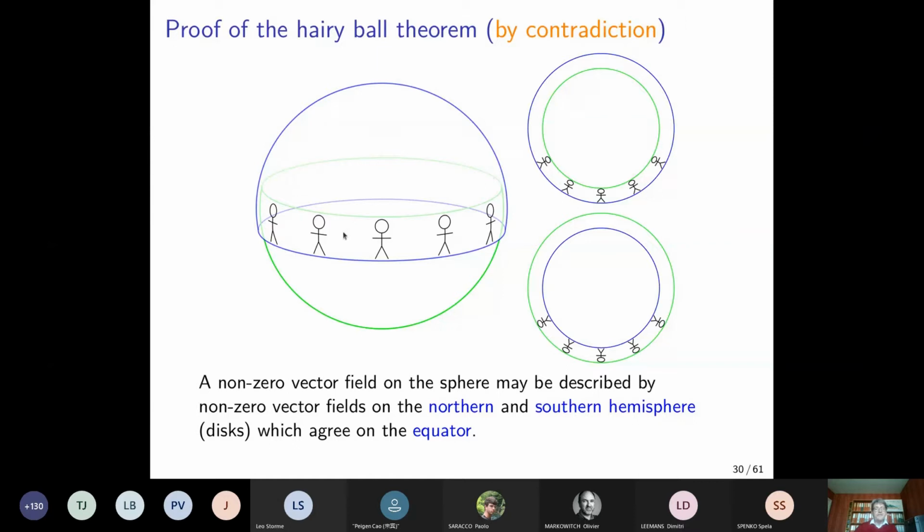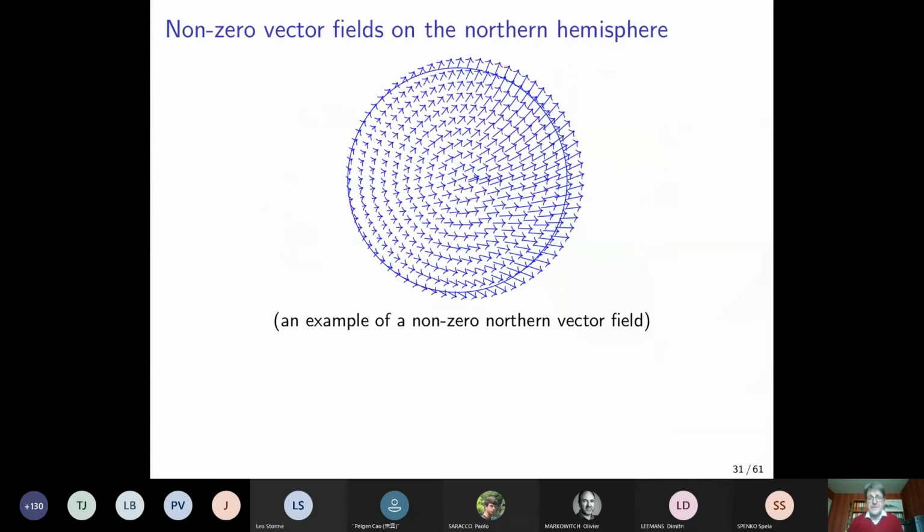Now, a non-zero vector field, if there is one, can be described by a non-zero vector field on the northern hemisphere and a non-zero vector field on the southern hemisphere, and they should agree on the equator. Okay, so let's assume we have a non-zero vector field, and then I'm going to take a map of the northern hemisphere and draw this vector field on it. And I've drawn an example.